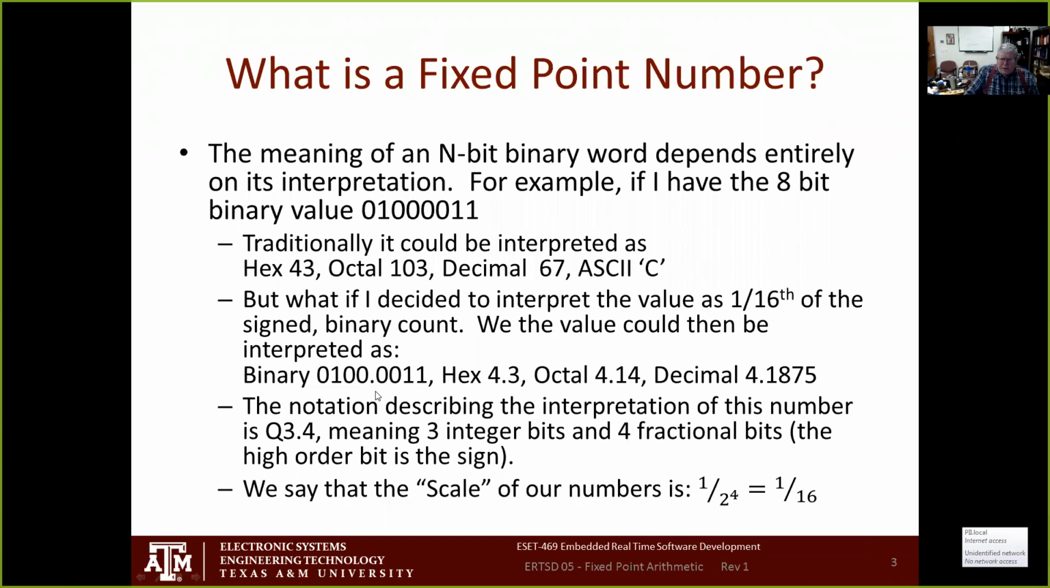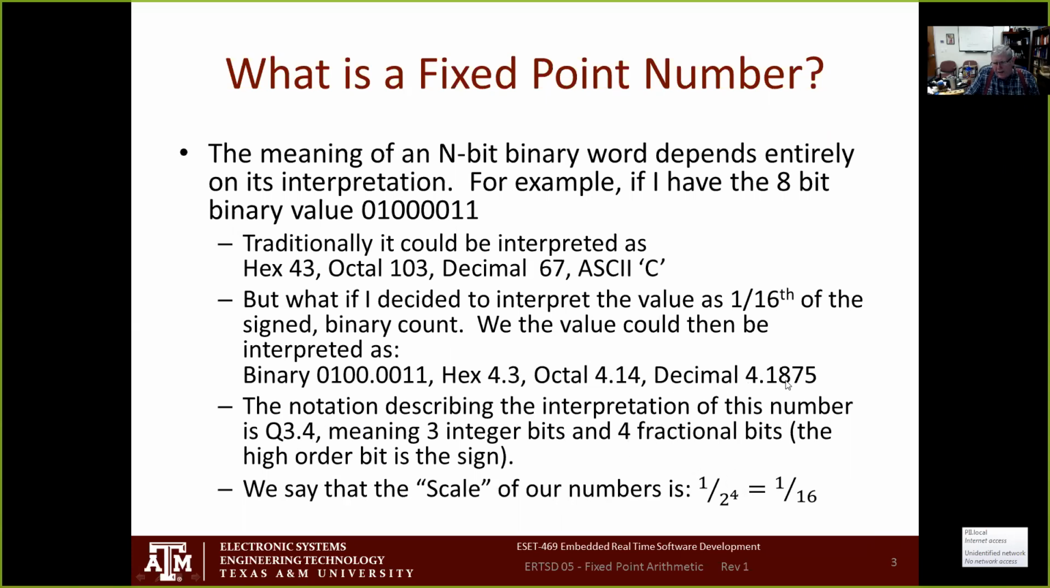This notation for fixed point, we actually describe it in such a way that we call it Q notation. And so you see this Q 3.4. It means that I have 3 integer bits, 4 fractional bits, and the high order bit's going to be my sign on the 8-bit value. So in this case, my scale factor, we're going to call it 1/16.